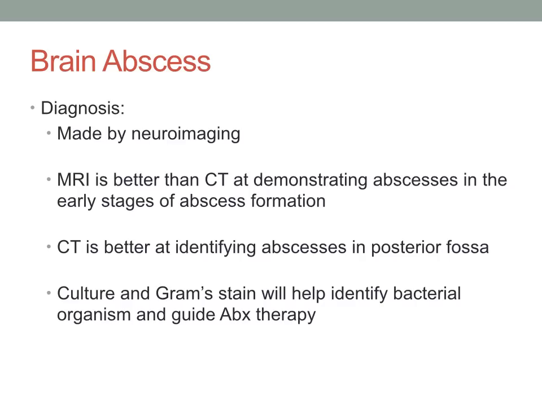The diagnosis is made by neuroimaging. MRI is better than CT, but if you're in an emergency room or you're in family practice, CT is certainly going to be the better or the more convenient test for identifying the abscess. But MRI is going to be better. MRI can also give you a better idea of where they are in the stages of the development of the abscess. Now, CT has been shown to be better at identifying abscesses in the posterior fossa, but most people are going to get a CT first to see what's going on, and then they'll probably get the MRI after the fact.